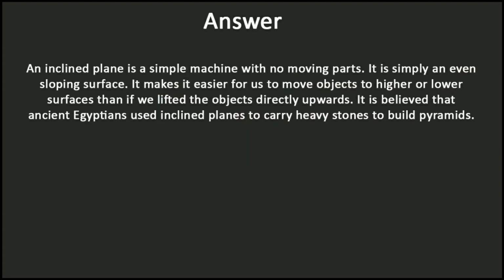An inclined plane is a simple machine with no moving parts. It is simply an even sloping surface. It makes it easier for us to move objects to higher or lower surfaces than if we lifted the objects directly upwards. It is believed that ancient Egyptians used inclined planes to carry heavy stones to build pyramids.